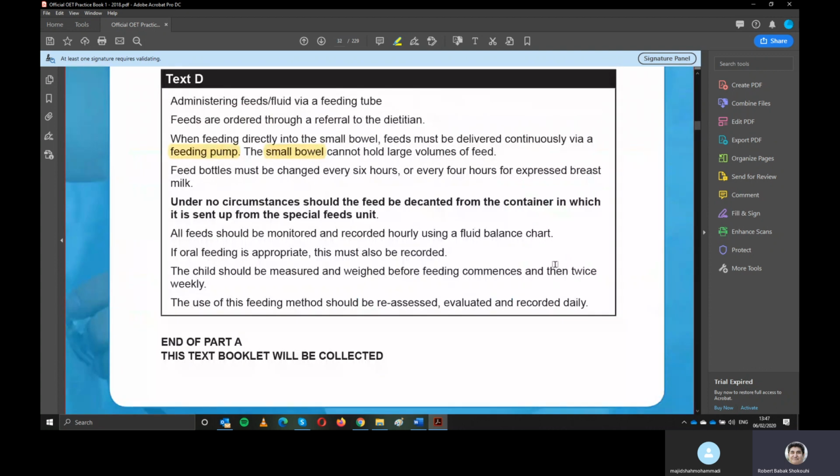Let's go here. Administering fluid via feeding tube. Feeds are ordered through referral when feeding directly to small bowel. Feed bottles must be changed every 6 hours, or every 4 hours for expressed breast milk. So we've got this last question: expressed breast milk, every four hours. All feeds should be monitored. Oral feeds, where appropriate, measured and weighed before feeding. Use of feeding method should be reassessed, evaluated and recorded daily.